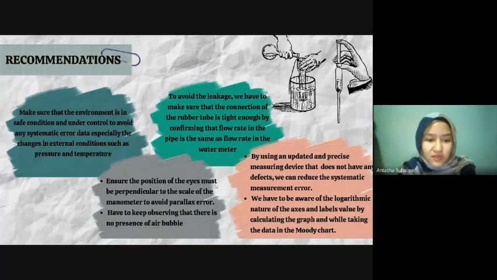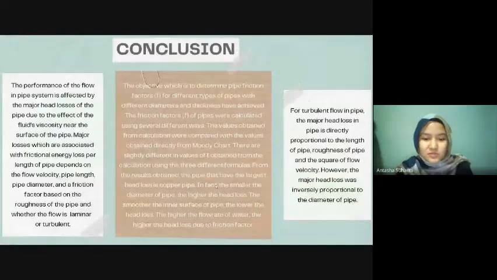We have to keep observing that there is no presence of air bubbles. Then, to avoid leakage, we have to make sure that the connection of the rubber tube is tight enough by confirming that the flow rate in the pipe is the same as the flow rate in the water meter. Then, by using an updated and precise measuring device that does not have any defects, we can reduce the systematic measurement error. Last but not least, we have to be aware of the logarithmic nature of the axis values when calculating the graph and taking data from the Moody chart. Next, I will pass to Nafisha.